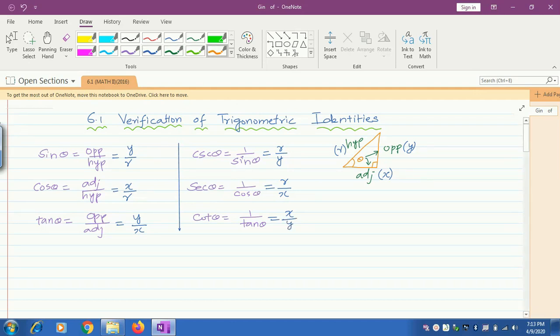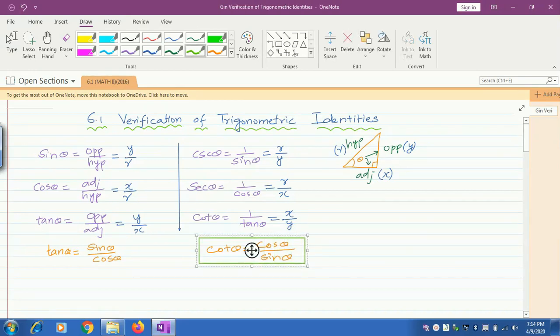One more thing I have to tell you here: tan theta is equal to sine over cosine, and cotan is equal to cosine over sine. We are using this formula in the upcoming problems. So whenever there is a cotan theta, we can write it as cosine over sine, and if tan theta is there, we can write it as sine over cosine. This we already know.